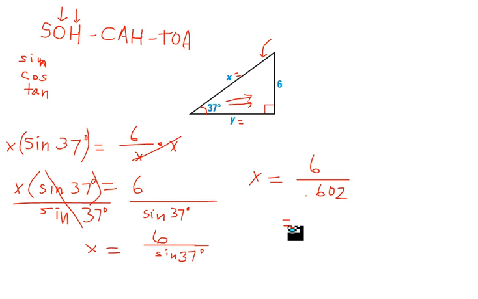And we divide that out, we get 9.97, which if we're rounding it to one decimal place would be 10.0. And now we've found x. Okay? And you can use the same method for finding y.